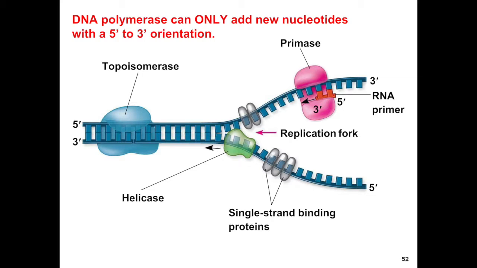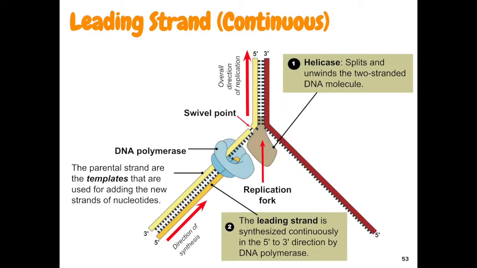Those nucleotides are only going to be added to the 3' end of the newly synthesized strand, and DNA synthesis is going to grow in length in a 5' to 3' direction. But DNA polymerase is going to move or travel in a 3' to 5' direction. So there are two strands, two ways in which replication happens.